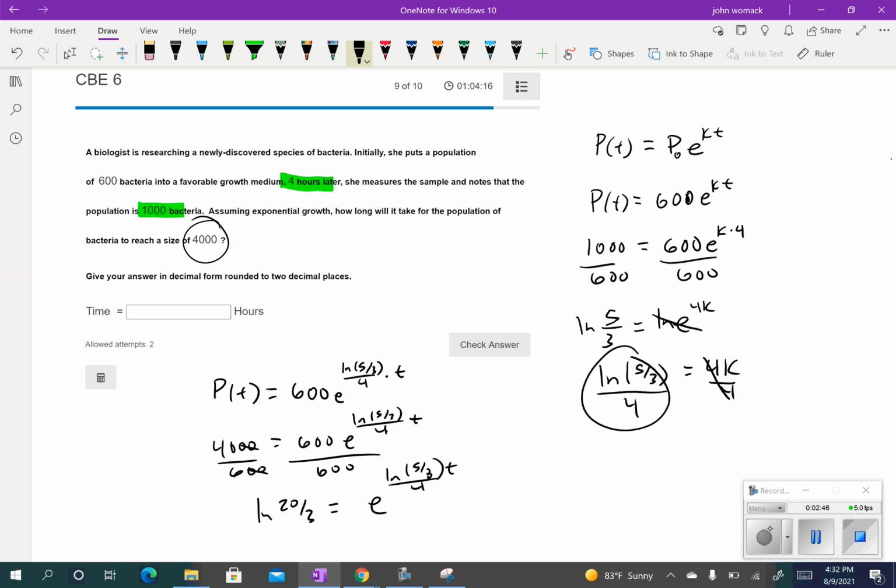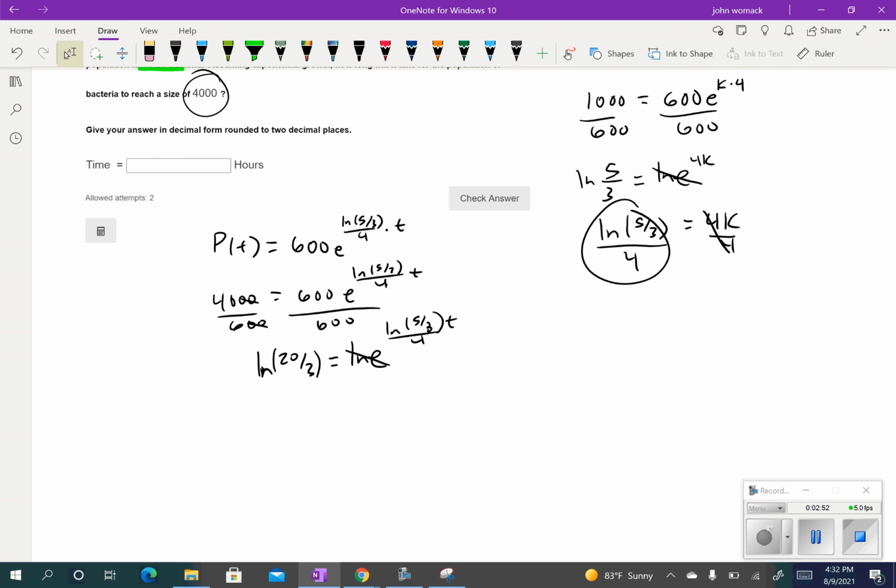Take the ln of both sides. Those cancel out. So now I've got the ln of 20/3 equals the ln of 5/3 divided by 4 times T. So now if I take this side and divide it by that, the ln of 5/3 divided by 4.